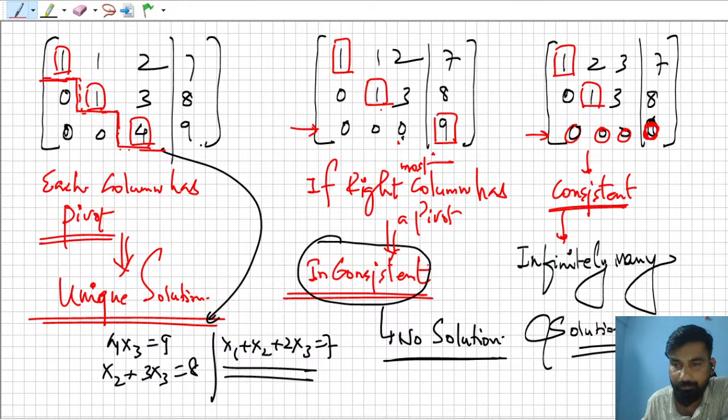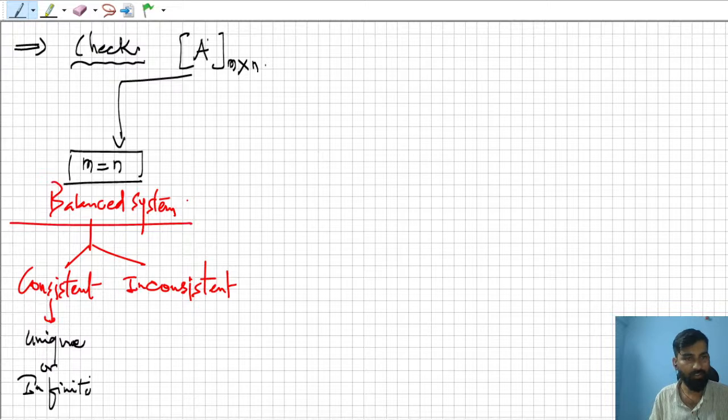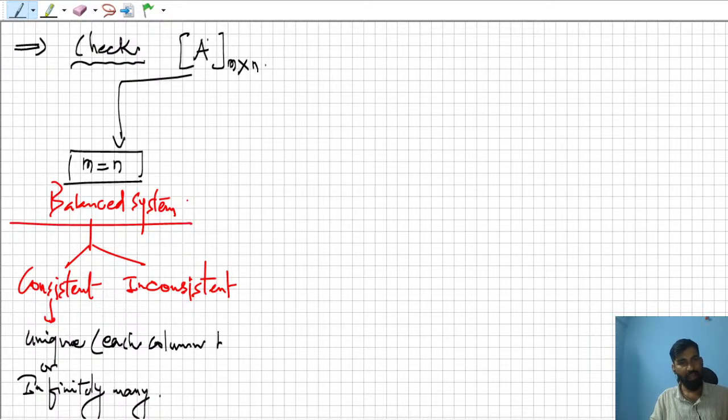Now, if something is consistent, you can have two kinds of situations: a unique solution, or infinitely many. Understood, everybody? When will you get a unique solution? You will get a unique solution when each column has a pivot.